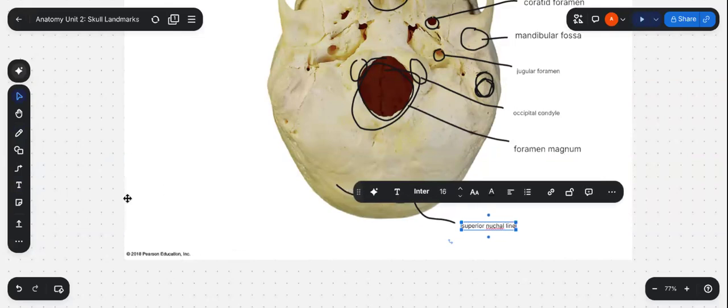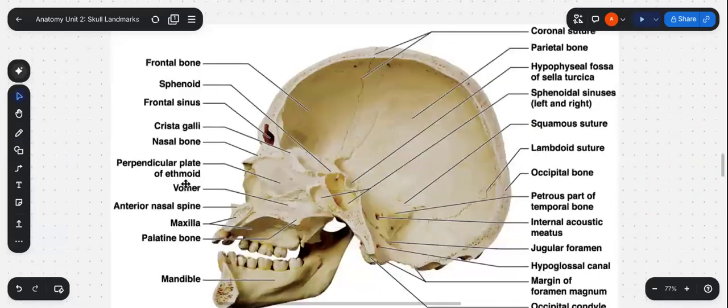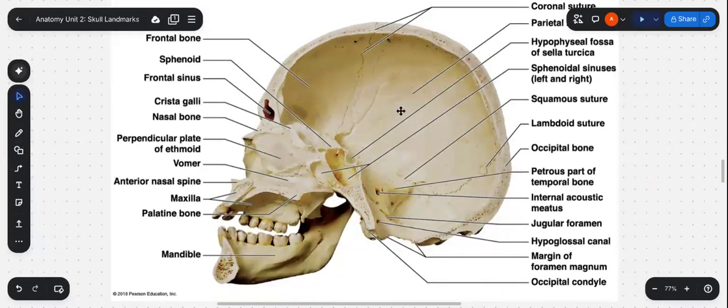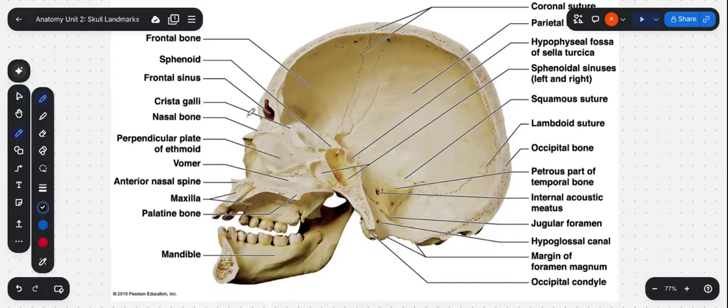All right, perfect. Now we're going to look at the skull if it was cut in a mid-sagittal plane. So the first thing you have to know is your frontal sinus. The frontal sinus is this region over here. Then you have your perpendicular plate of your ethmoid bone, which is this whole portion over there, and you can see the spelling over here.